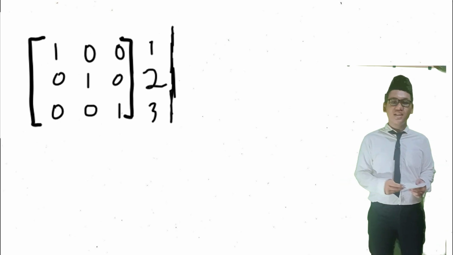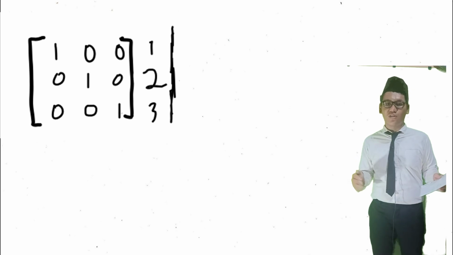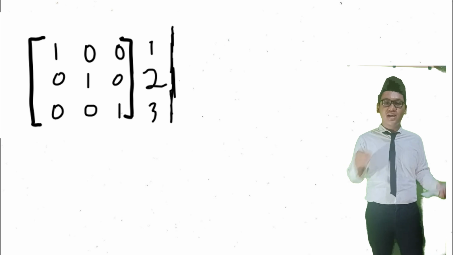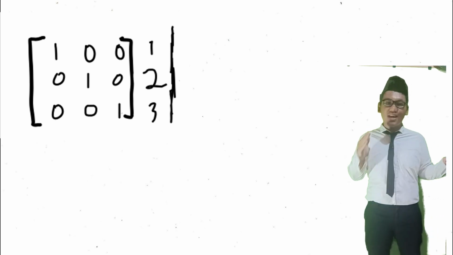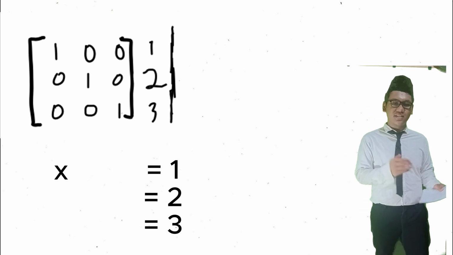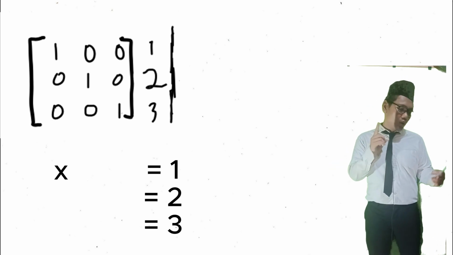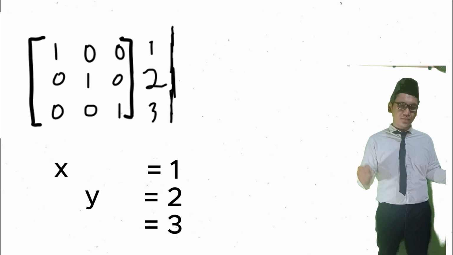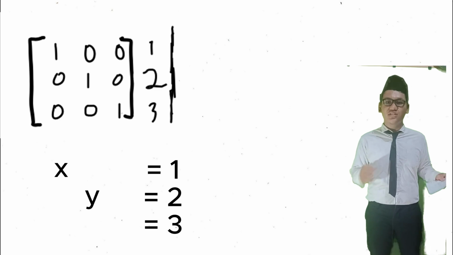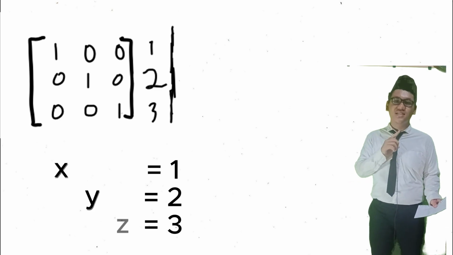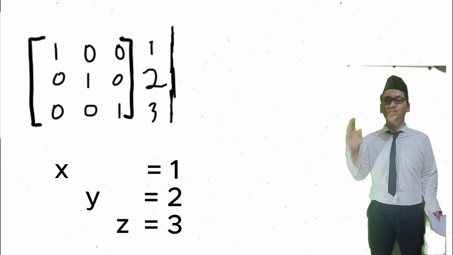So now we could see the matrix has a structure of ones and zeros. The first row represents the x. So we could say x equals 1. The second row has the value of y. So we could say y equals 2. And lastly, the third row has the value of z. So we could say z equals 3.